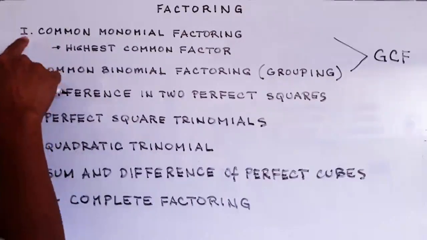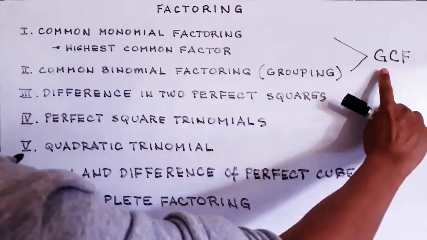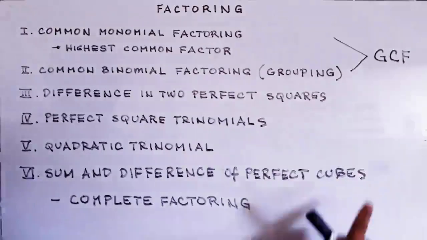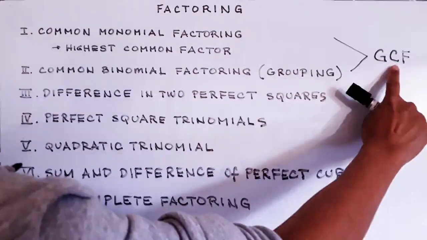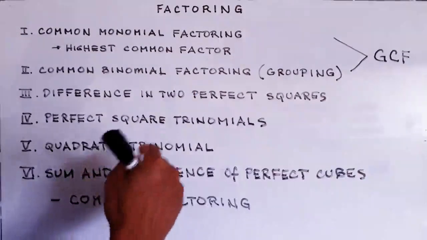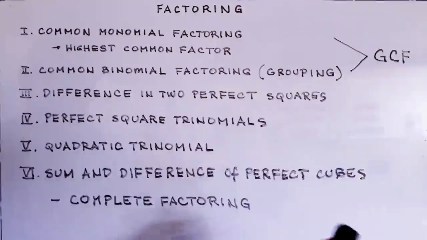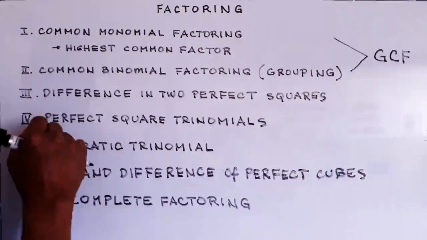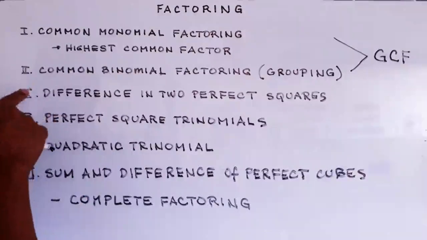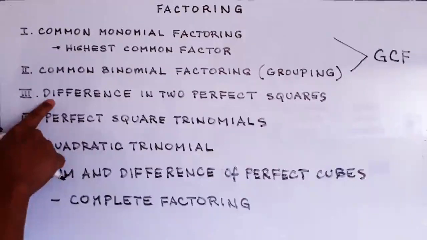And in this type 1 and type 2, we need to remove or extract the greatest common factor. We have to remove that one, and then we can factor the remaining, or maybe that is the answer already. For this difference in two perfect squares, this one is the easiest.